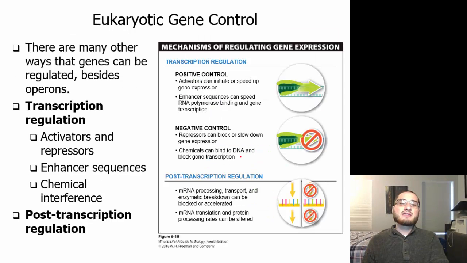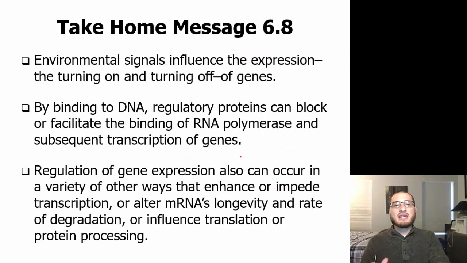There are many other ways that genes can be regulated besides operons: transcription regulation, activators, repressors, enhancer sequences, chemical interference. All of these things can play a part, as well as post-transcription regulation. But we like to talk about operons just as a general or basic idea of turning on genes, turning off genes, using genes, not using genes. The gene is there regardless, but it's a matter of, are we using it? Are we not going to use it? Is that gene turned on? Is it turned off? So is it positive control, negative control?